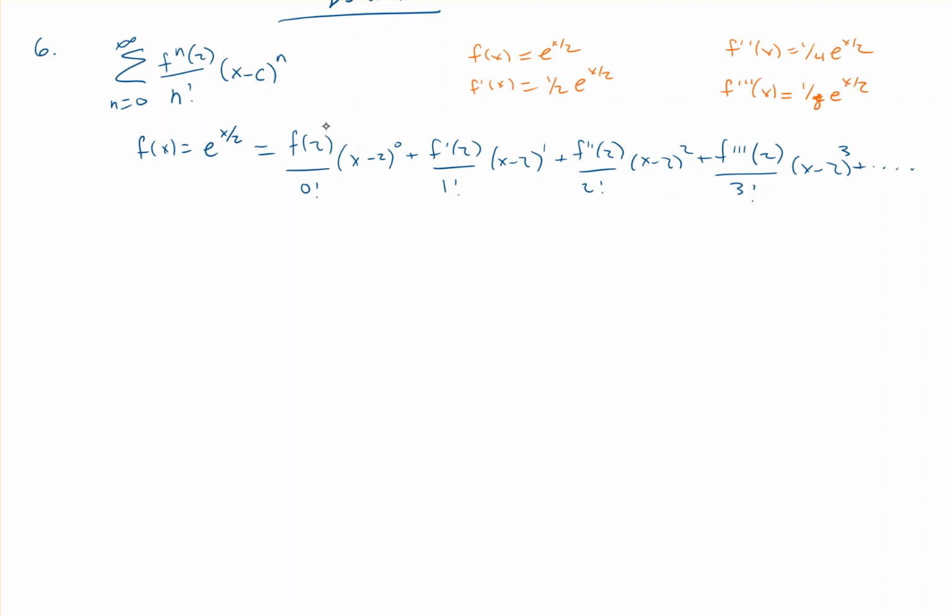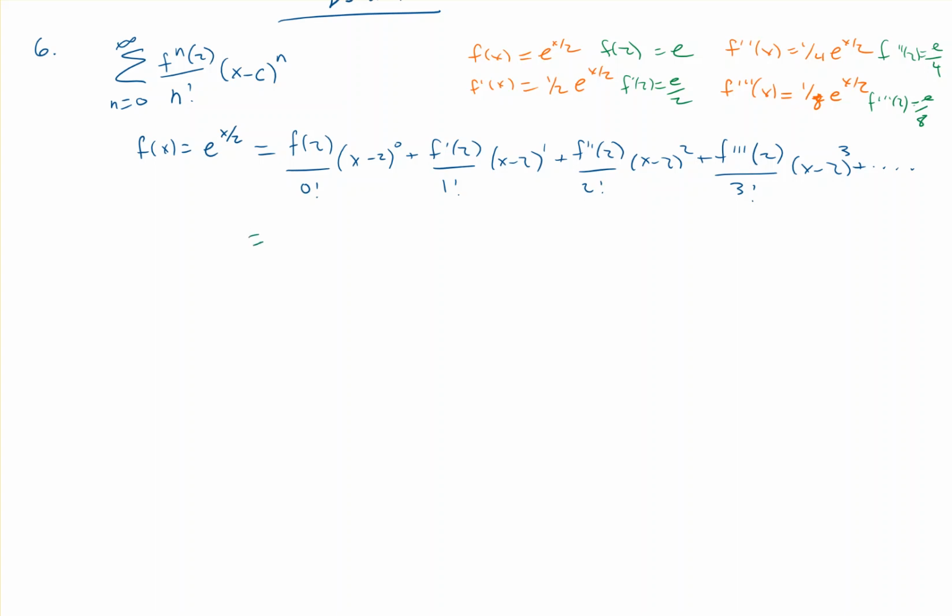Now we want to evaluate these at 2. So what does f of 2 equal? Well, when you plug in 2, you're going to get e to the 2 over 2, which is e to the 1. When you plug in 2 here, you're going to get 1/2 times e to the 1. Here it's going to be 1/4. Triple prime of 2 is going to be e over 8.